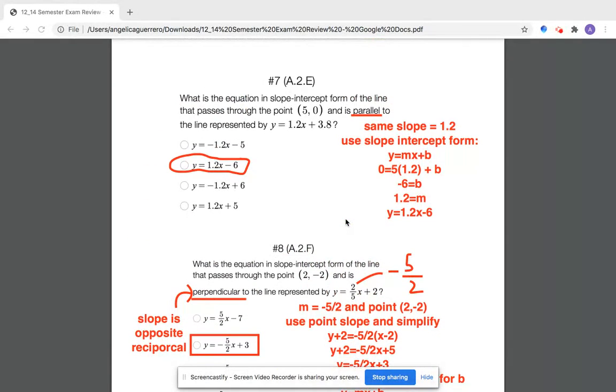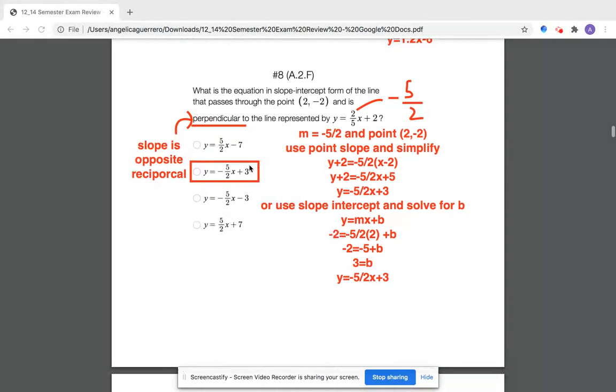Number 7, what is the equation in slope-intercept form of the line that passes through the point (5, 0) and is parallel to the line represented by y = 1.2x + 3.8? So here, if it's parallel, it's the same slope, so your slope will stay the same as the equation given, 1.2x, that's your m. You're going to use slope-intercept form to plug in this point and solve for b. So you find b to be -6. M is 1.2, so when you write the equation, y = 1.2x - 6 is the correct answer.